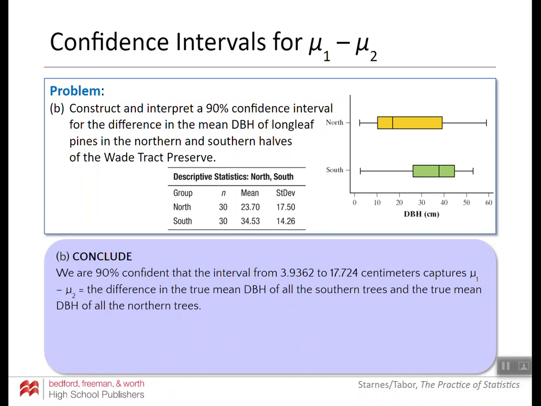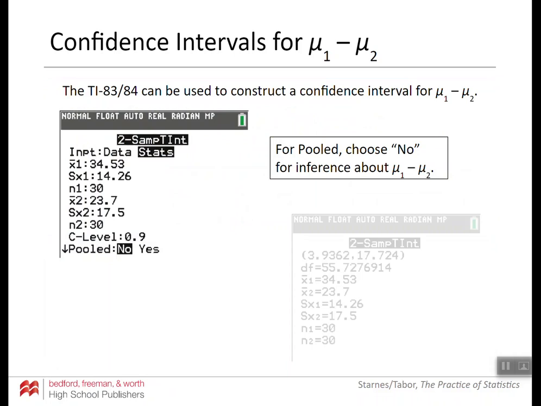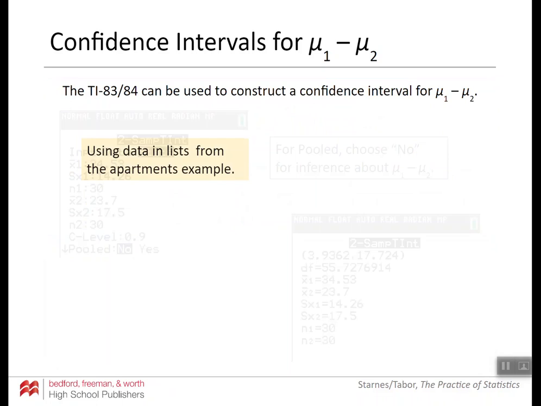For conclude, we are 90% confident that the interval here captures mu1 minus mu2, which is the difference in the true mean DBH of all the southern trees and the true mean DBH of all the northern trees. Okay, and again here, this is what I was showing you. Always click no for pooled.